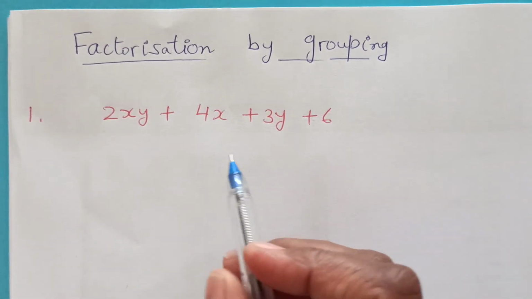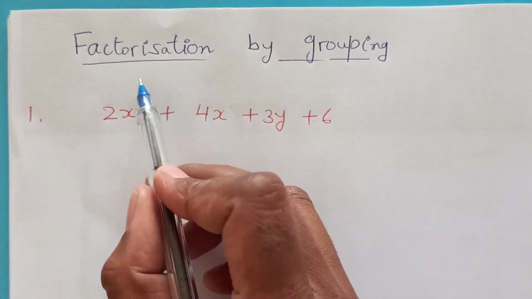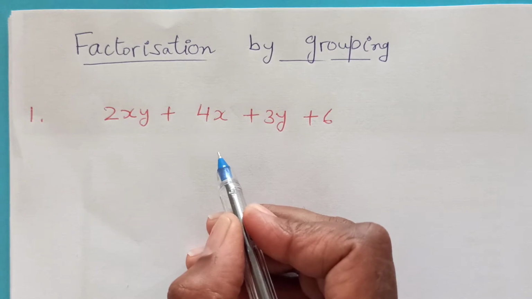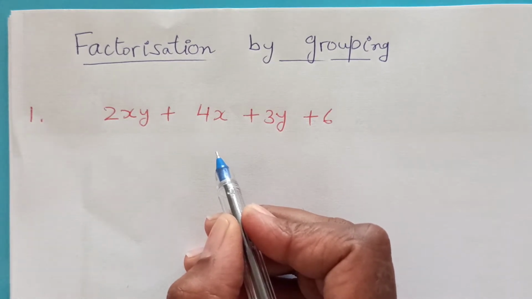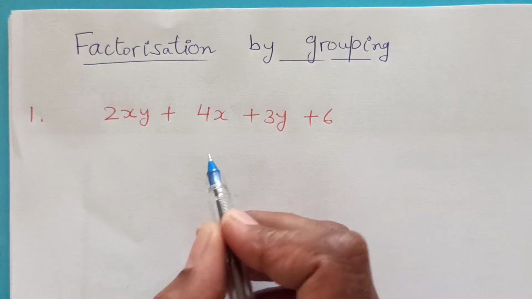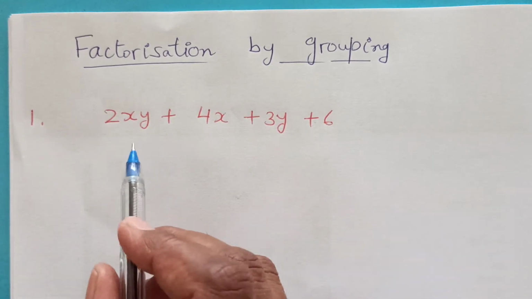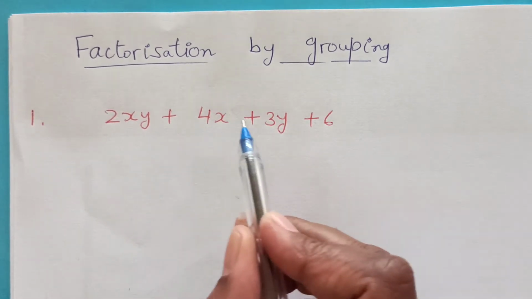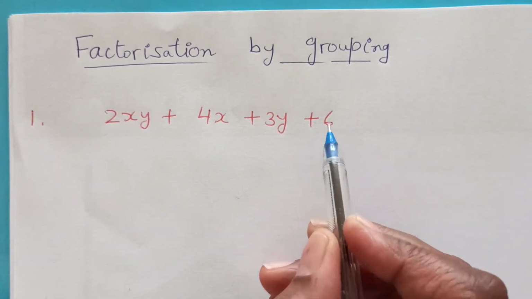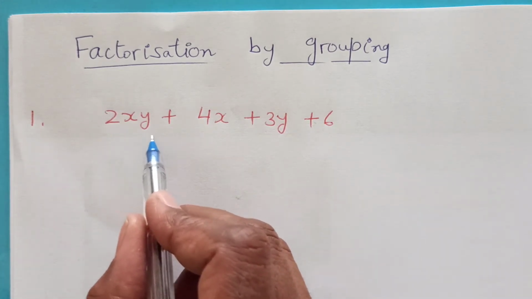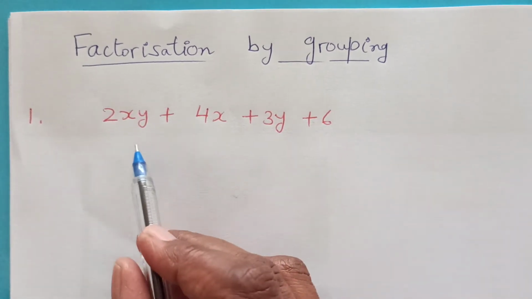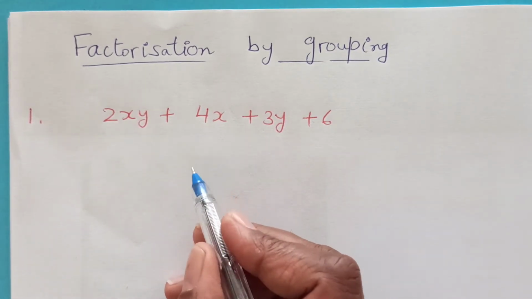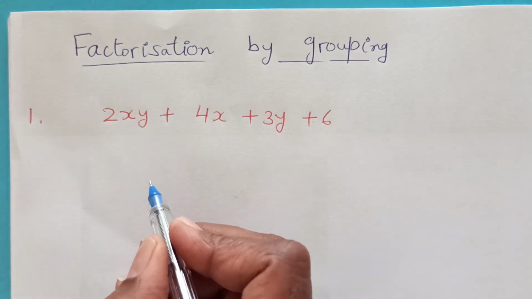So next part of the factorization is factorization by grouping. Some expressions do not have a factor that is common to all their terms. For example, we have this expression here, 2xy plus 4x plus 3y plus 6. If we look into all these terms, we do not see anything which is common in all. In such cases, we can group the expression.